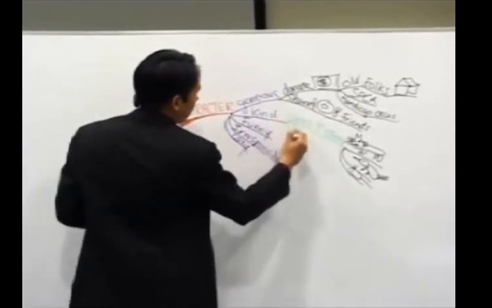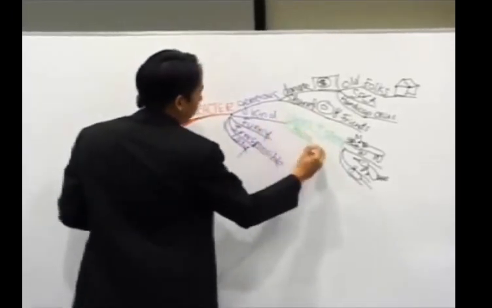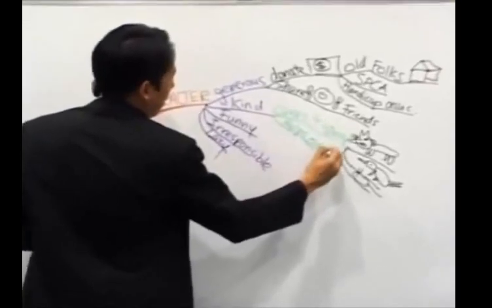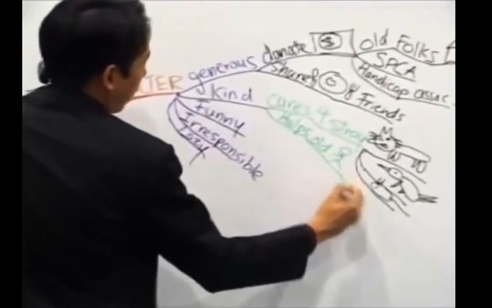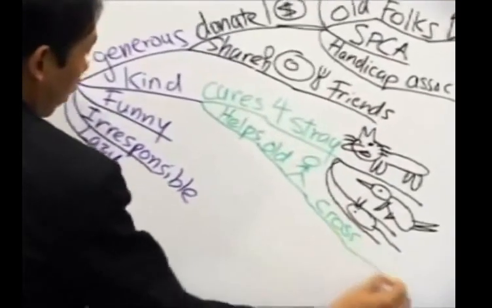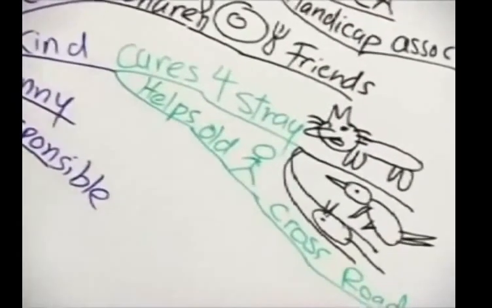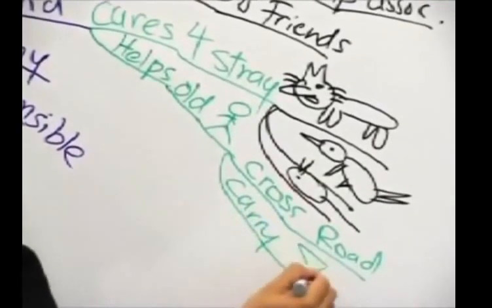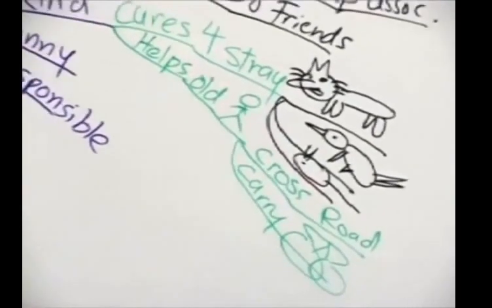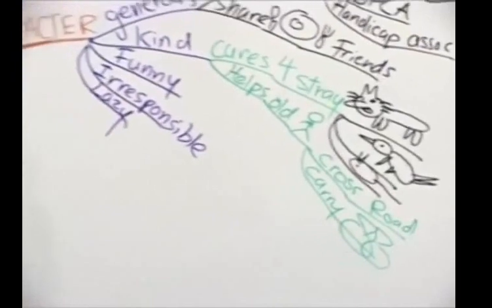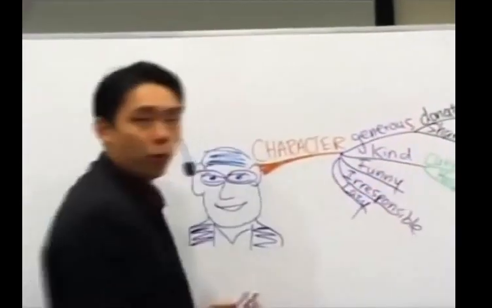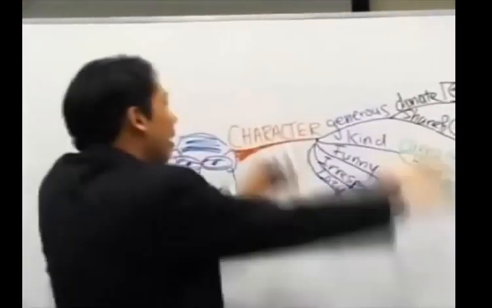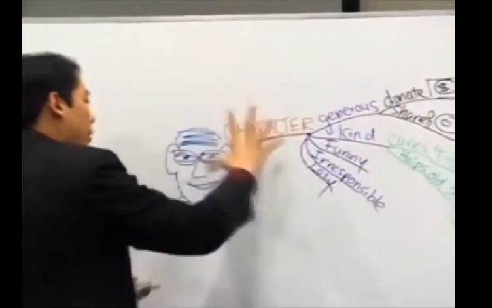So helps old men cross road. And maybe he also helps the old man carry bags. Alright, so I'm just giving you some examples over here. So as you see, I'm using all the principles, all the rules. So similarly, I'll add in more details for each of these main points. So once I finally complete this entire section under this first subheading called character, what do I do?